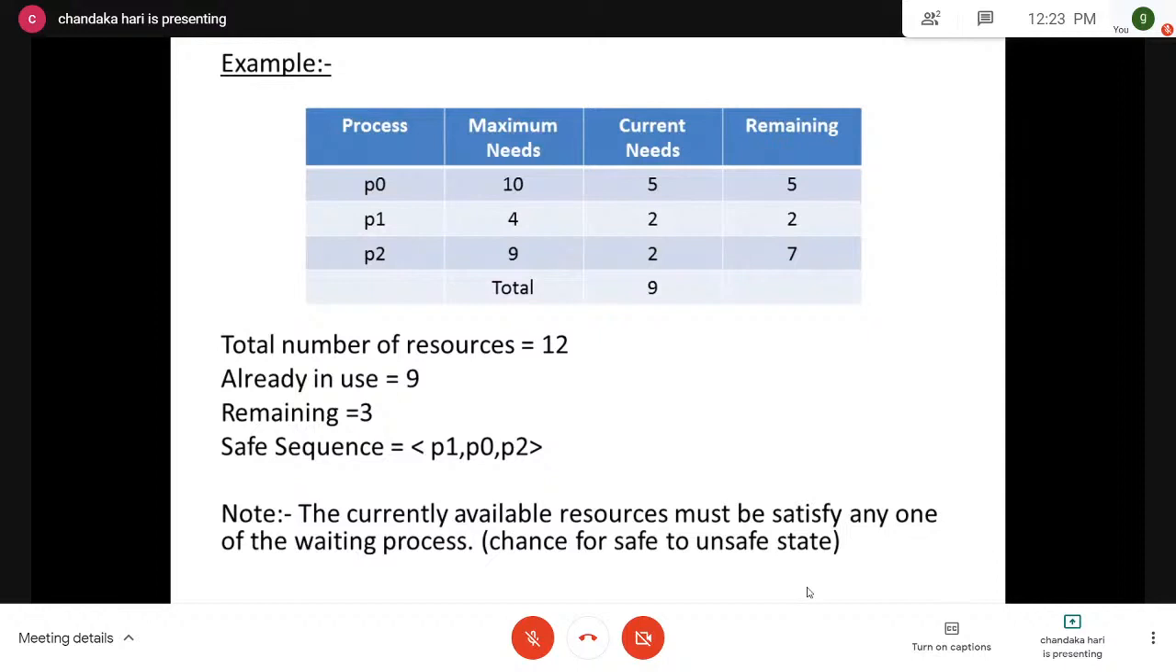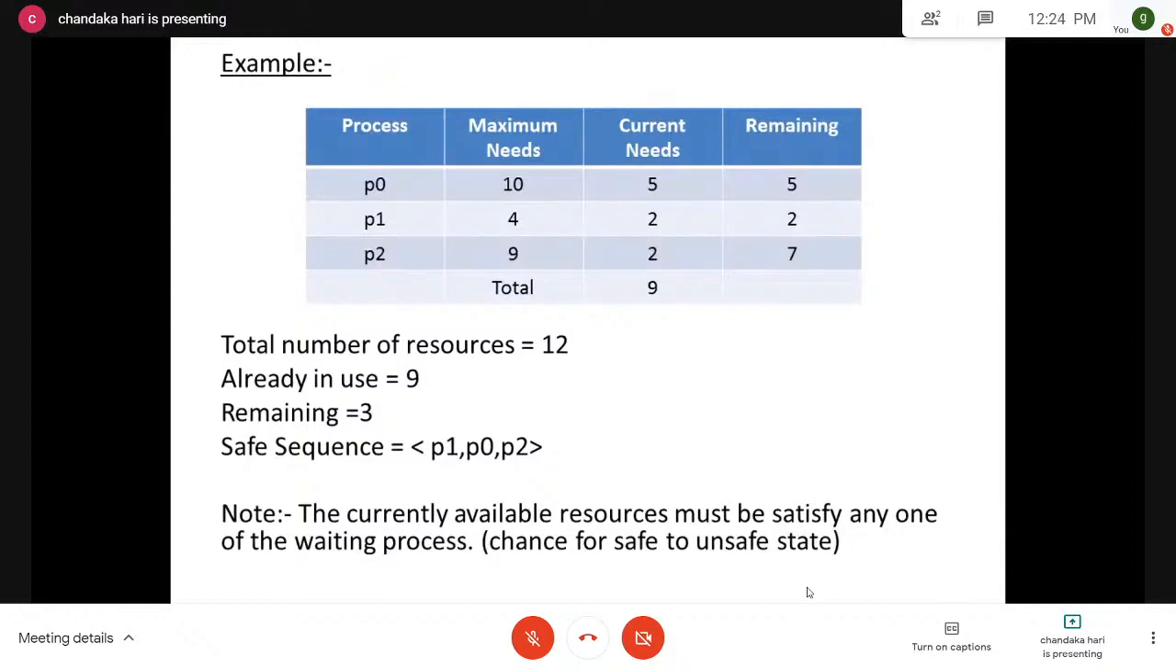The currently available resources must satisfy any one of the waiting processes. Now, suppose in an examination they give a situation that if process P2 is requesting one resource, it is immediately sanctioned. Then what are the currently available resources now? Only 2. So the needs are 5, 2 and remaining is 6. Which one is satisfied? 2 is satisfying, so this 2 is given to process P1.